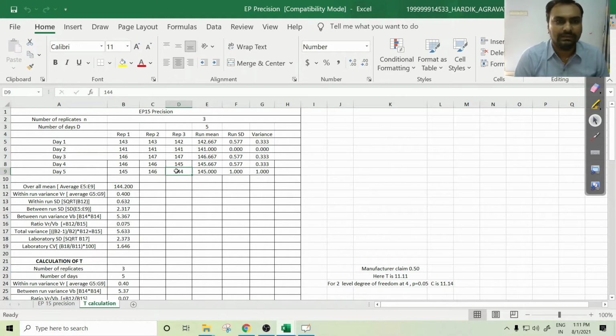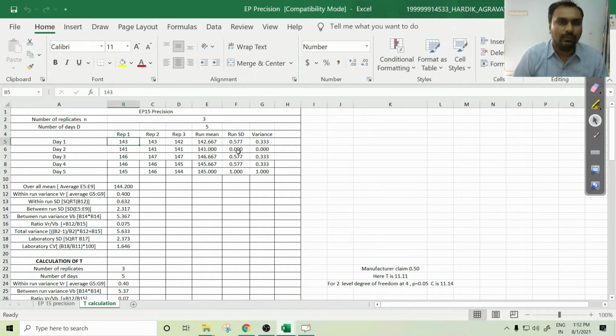Now how to calculate precision from this data? I will share the Excel sheet in the description. You just have to try this experiment. On the first day you have to run the sample 3 times, and repeat this for 5 days.